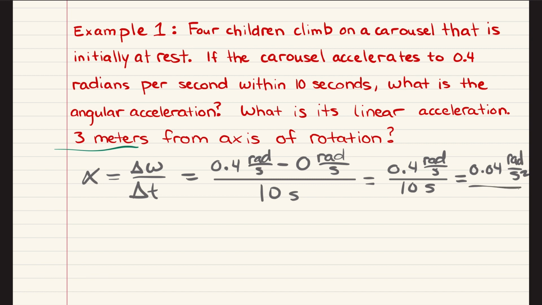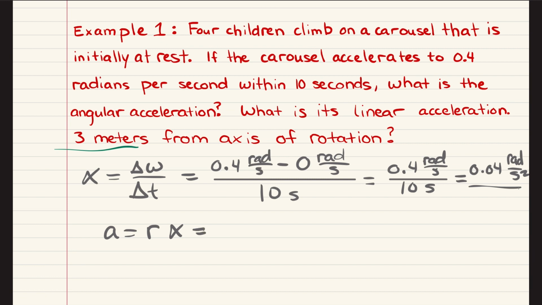And if we want to bring that back to how much the carousel is accelerating linearly, like if we put a piece of tape at the edge of the carousel, how much is that piece of tape accelerating as that carousel starts to accelerate angularly? Well, that's not too hard as long as we know the radius of the carousel. If we say that the radius is 3 meters, then we can relate it back like this. Linear acceleration is equal to the radius times the angular acceleration. So we're going to take that angular acceleration and just multiply it by the radius.